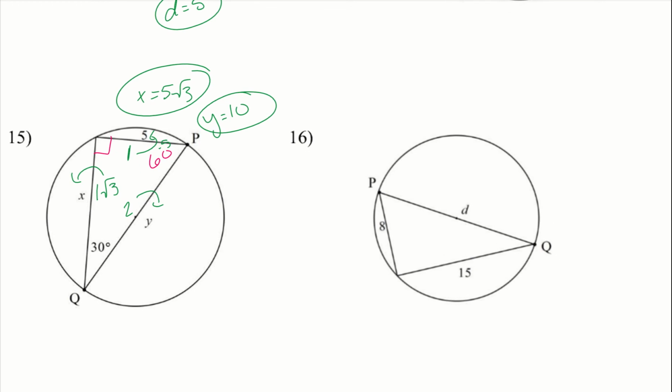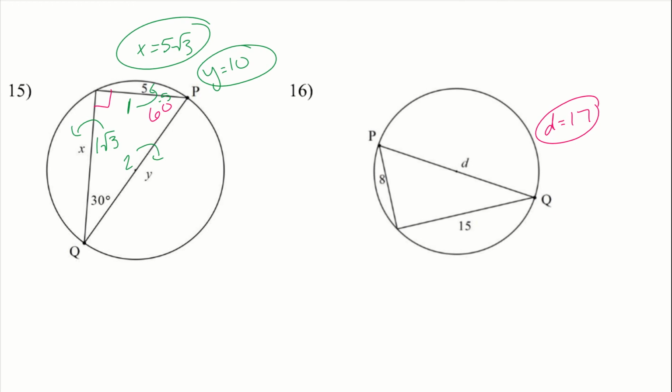All right, and then 16, our last one. Once again, we have another Pythagorean triple. So we have 8, 15, 17. So D equals 17. And remember with those Pythagorean triples, if you're ever not quite sure what the Pythagorean triple is, take the two legs, square them, and whatever the hypotenuse is, which in this case happens to be our variable, also square that.